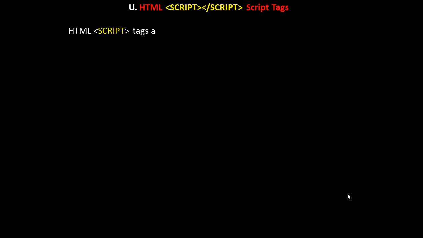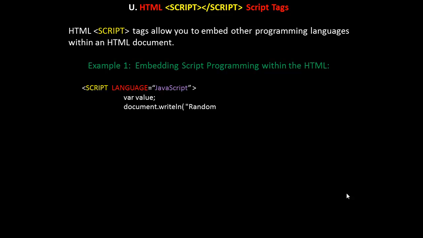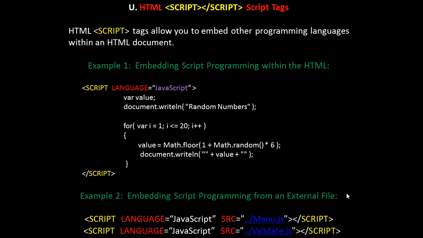Next, we're going to look at script tags. HTML script tags allow you to embed other programming languages within an HTML document. In example 1, we're going to embed script programming within the HTML itself. To do this, we'd add opening and closing script tags, and we must specify the language. In this case, the most common language embedded within HTML is JavaScript. Then we would go ahead and type our JavaScript code.